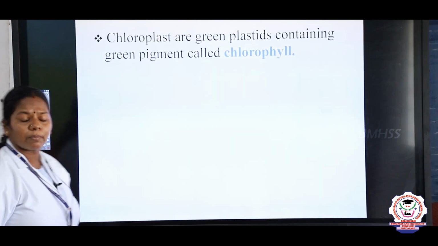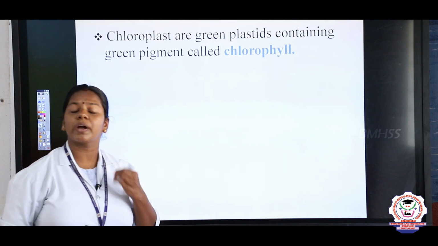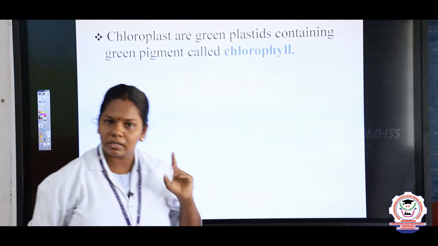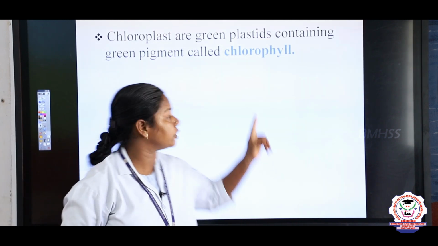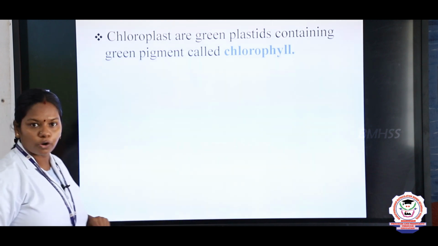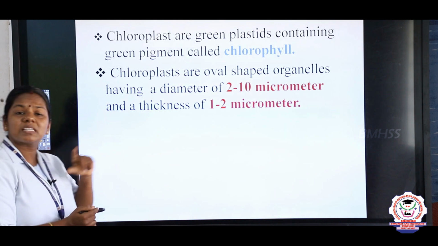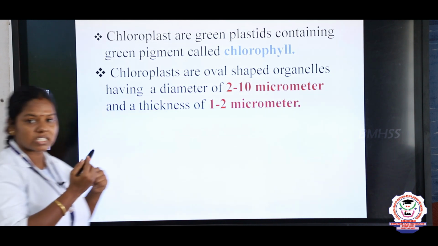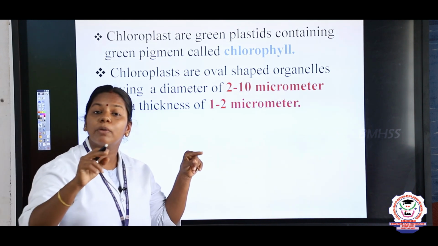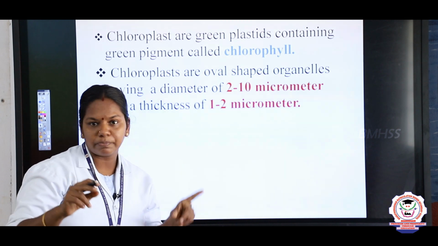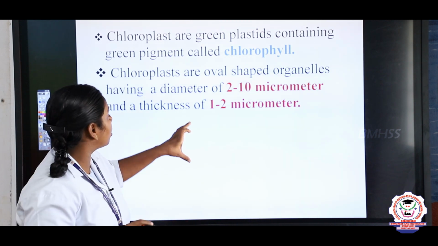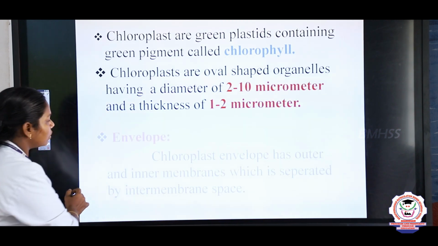So next we are going to study the structure. I told you why it is green in color. The chloroplasts are green in color due to the presence of chlorophyll, right? And chloroplast, what is the size? We studied about this structure, no children. The diameter is about 2 to 10 micrometer and the thickness is about 1 to 2 micrometer.